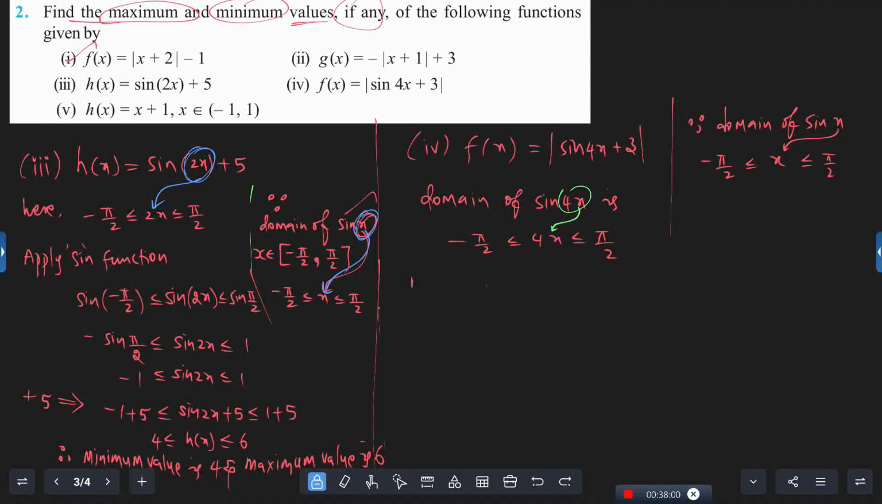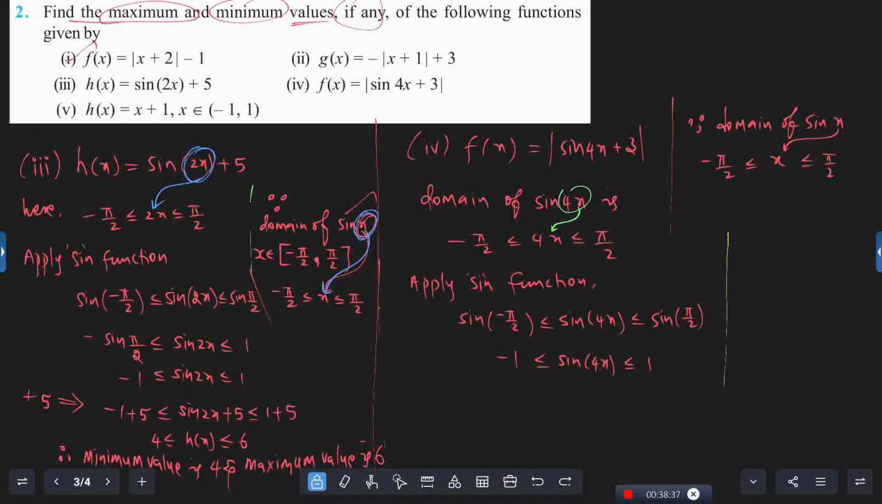Right. Now apply the sine function on both sides. Apply the sine function. So what am I getting then? Sine of minus pi by 2 less than or equal to sine of 4x less than or equal to sine of plus pi by 2. Sine of minus pi by 2, what am I getting? Minus 1. Minus 1 less than or equal to sine 4x less than or equal to sine of plus pi by 2, which is 1.